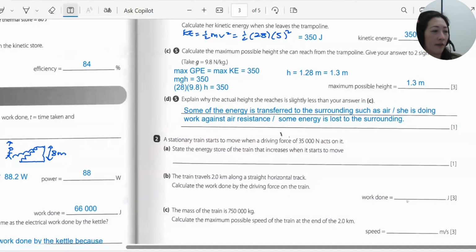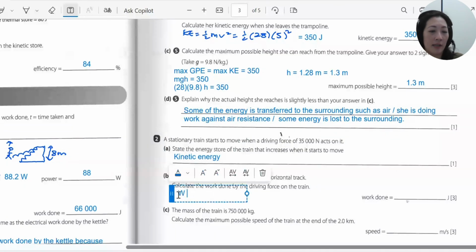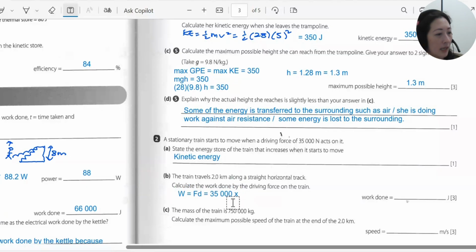A stationary train starts to move when a driving force of 35,000 Newton acts on it. State the energy stored that increases when it starts to move. When it starts to move, obviously it's gaining kinetic energy. The train travels 2 kilometers along a straight horizontal track. Calculate the work done by the driving force on the train. This is based on the formula W equals FD. They've given you the force, which is 35,000. You just need to multiply this with the distance traveled, which is 2 kilometers.